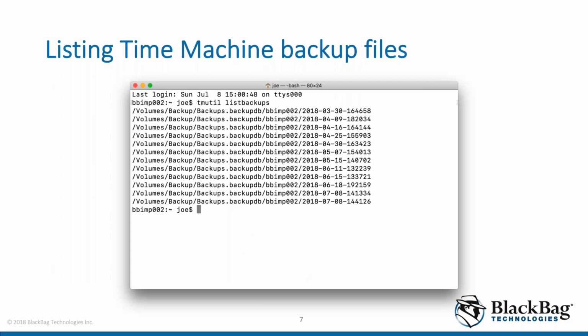If you want to get a quick look at the different backups that are on the system, you can run the tmutil utility, using the command tmutil list backups, and you'll get an easy list of all backups here.